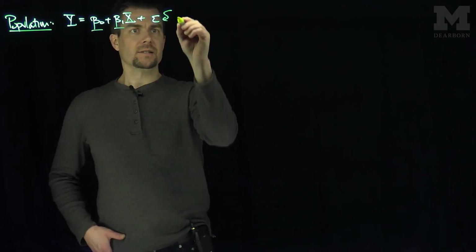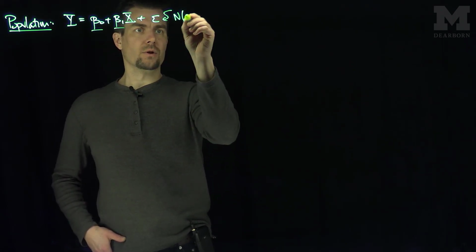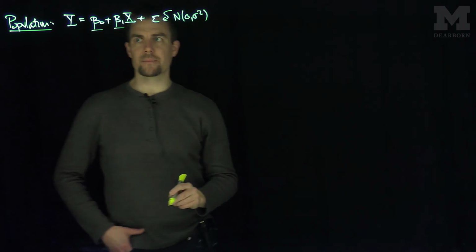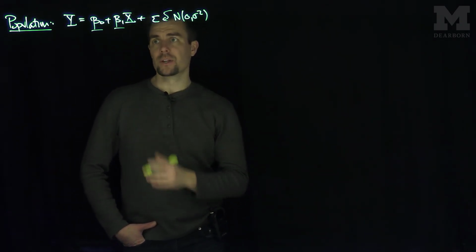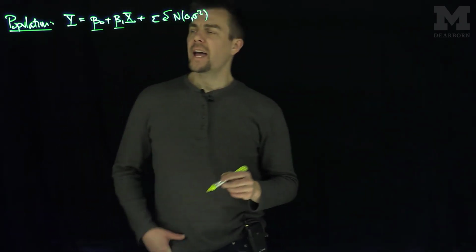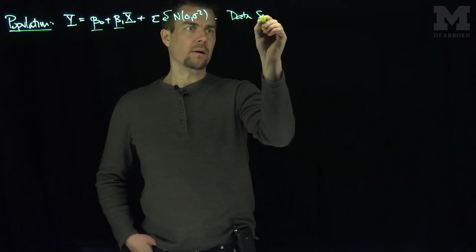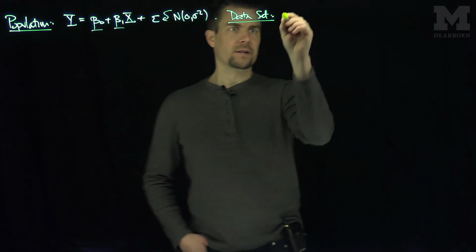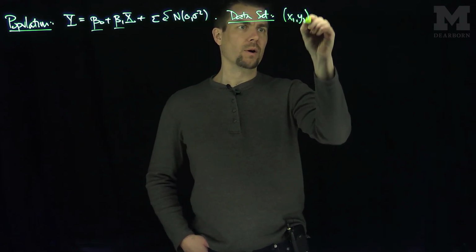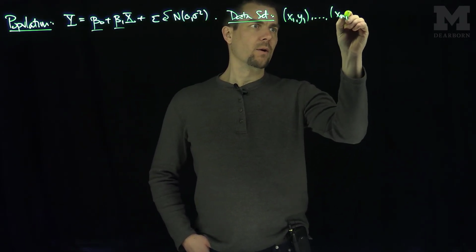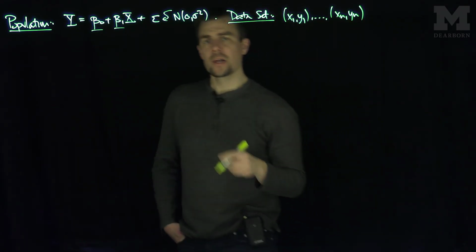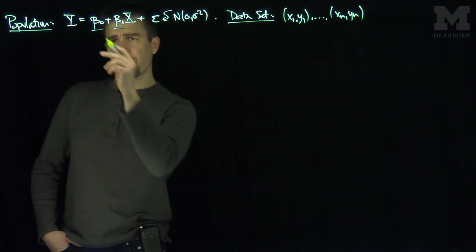This error is normal with mean 0 and variance sigma squared. It's a random variable, so our population y is a random variable. And we have a data set, so we're given a data set: x1, y1 through xn, yn. There's our data set. And our goal is to estimate beta 0 and beta 1.